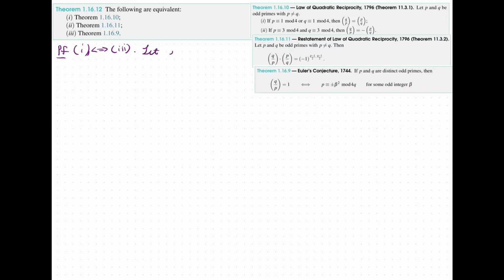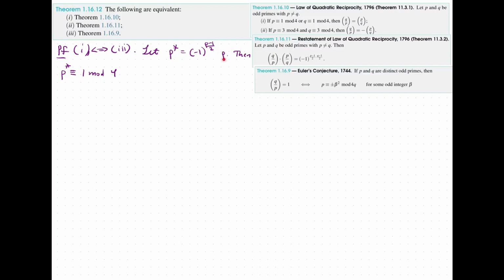So let p star be equal to (-1)^((p-1)/2) times p. And the thing about p star is that it's always going to be congruent to 1 mod 4. Then p star will always be congruent to 1 mod 4. And so we can see this by cases. So we know p is either going to be 1 or 3 mod 4.